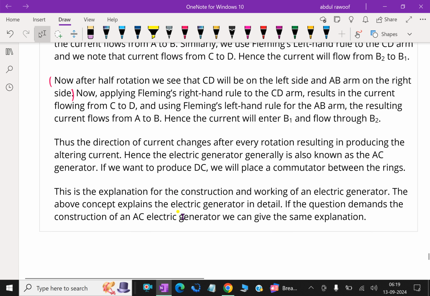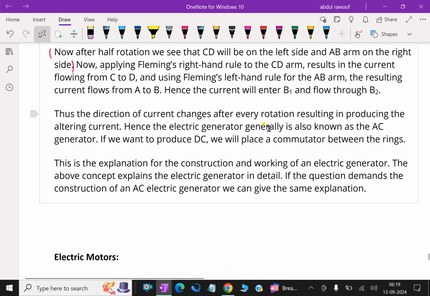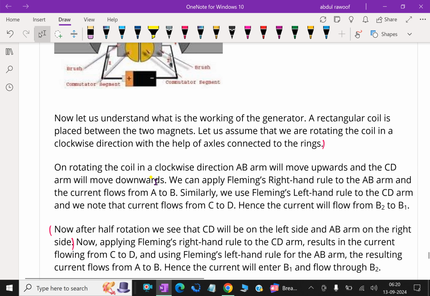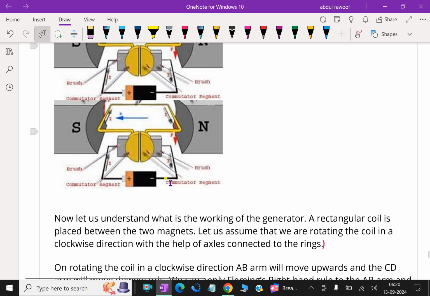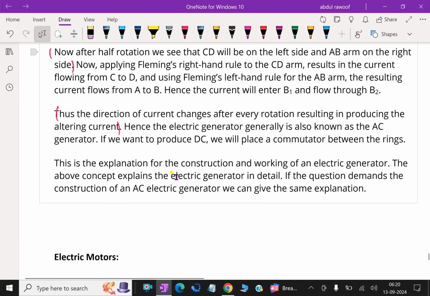Thus, the direction of current changes after every half rotation, producing alternating current. That means the direction of the current keeps changing, so it is alternating current. Hence, the electric generator is also known as an AC generator. If you want to produce DC, we place a commutator between the rings, which changes AC to DC. This is the explanation of the construction and working principle of the electric generator.